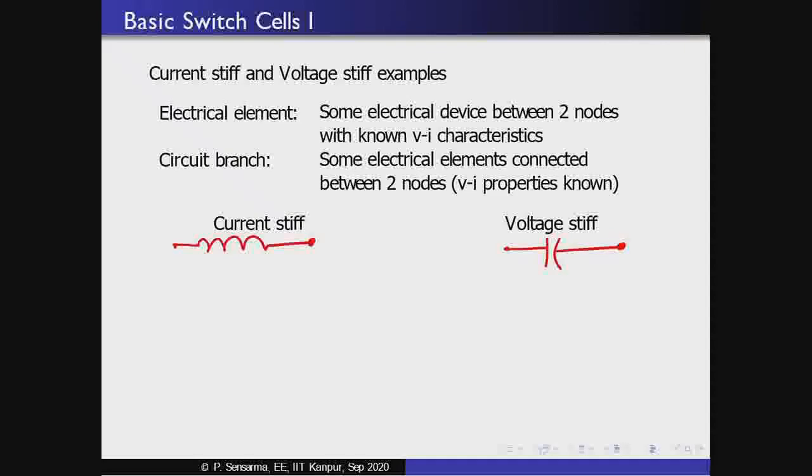Now, the current stiff element says that the current through it cannot abruptly change, and the voltage stiff element's property is that the voltage across it cannot abruptly change. So, when I talk about current stiff properties, more than a node property, it looks like a branch property. So, I will talk about a current stiff branch. What other further examples of a current stiff branch could there be?